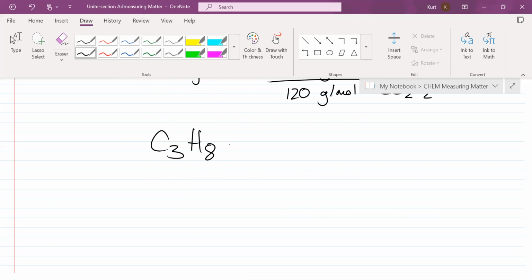C3H8, clean burning, efficient. Propane. I love my propane. Whoa!